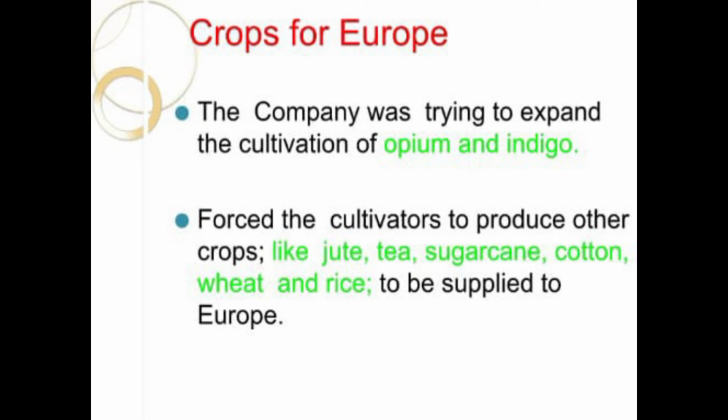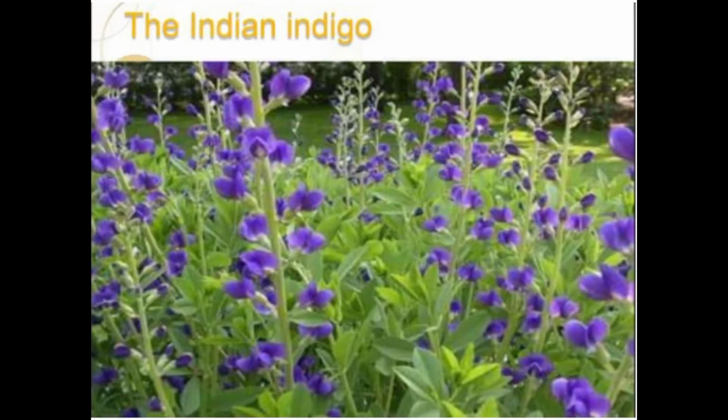Now, the crops for Europe, which traveled from India: the company was trying to expand the cultivation of opium and indigo. Opium is a narcotic, it's a drug. It causes drowsiness, sleep. They forced the cultivators to produce other crops also, like jute, tea, sugarcane, cotton, wheat, rice, and they had to be supplied to Europe.